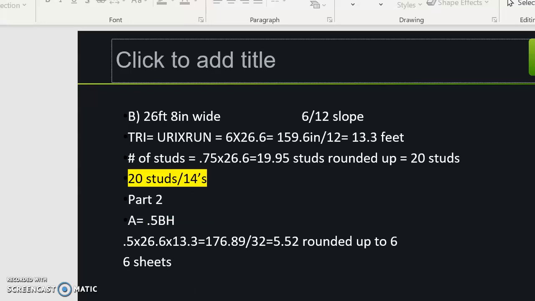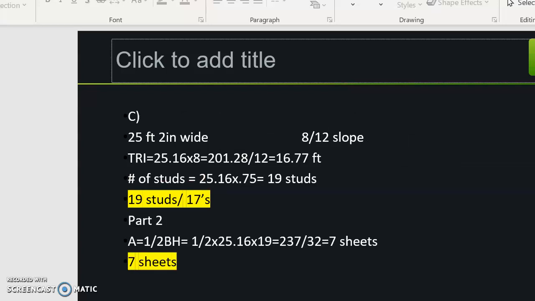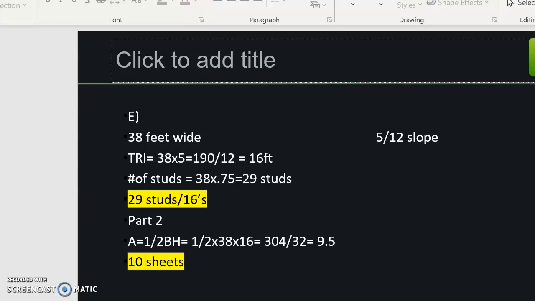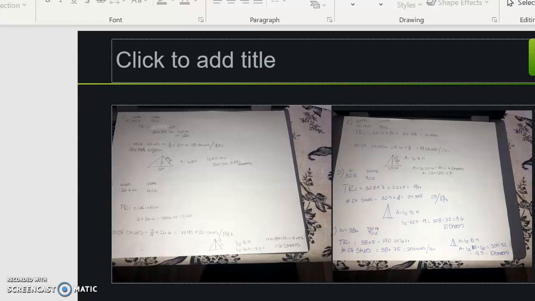Okay, and you do the same thing for all of the other questions. The exact same formulas, and that's how we'll solve each and every one of these. And this is the worksheet in which I did the problems.